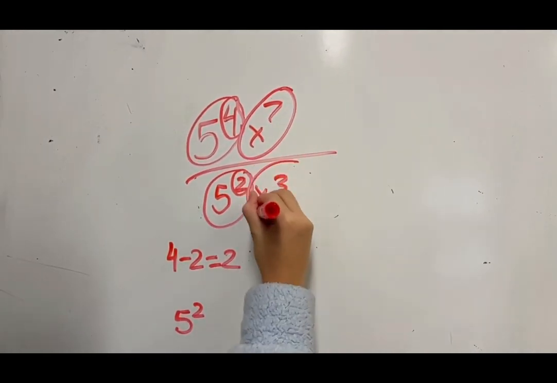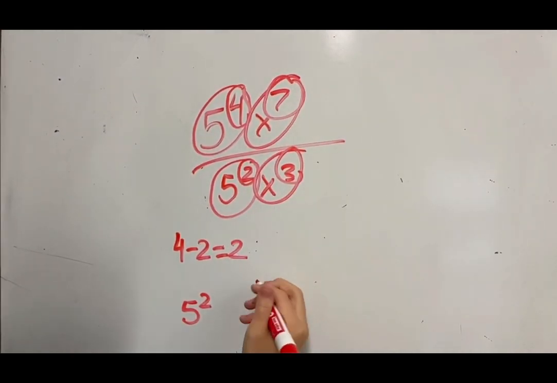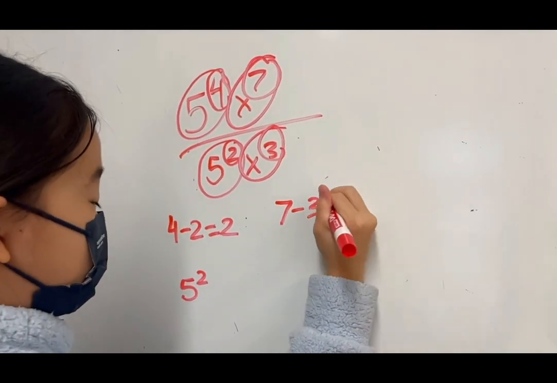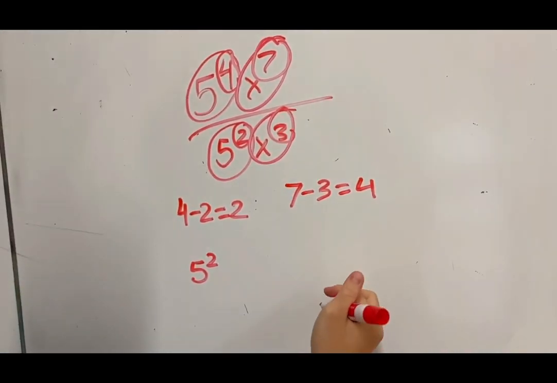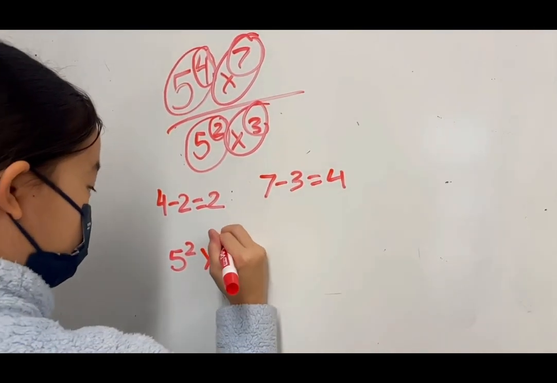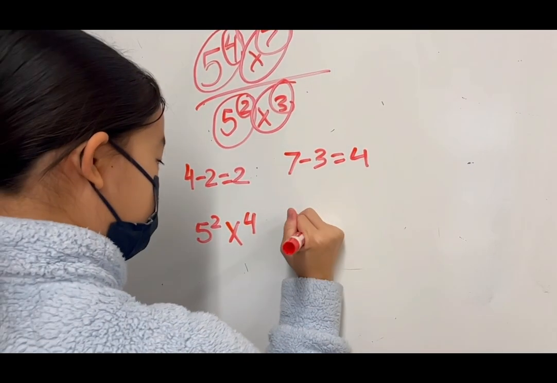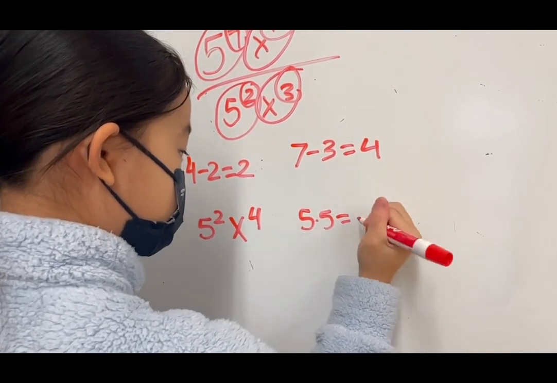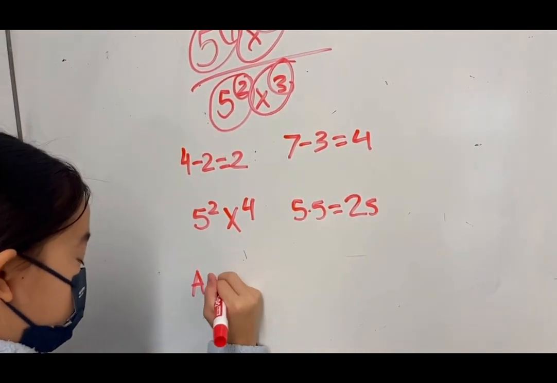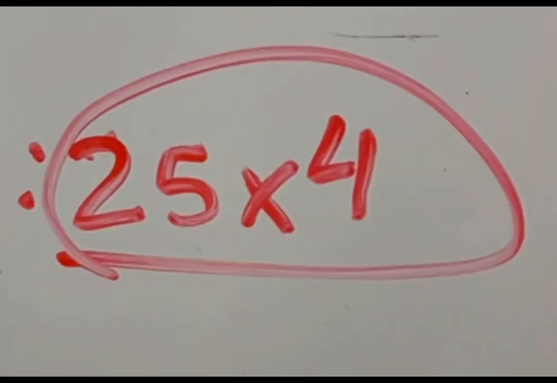Next, we go on to x. So x to the power of 7 divided by x to the power of 3. To get the answer of this, you do 7 minus 3 equals 4. And the answer to that is x to the power of 4. To get the final answer, we have to make 5 to the power of 2 into a normal number, not with an exponent. So that would be 5 times 5, which is 25. So the final answer is 25 times x to the power of 4.